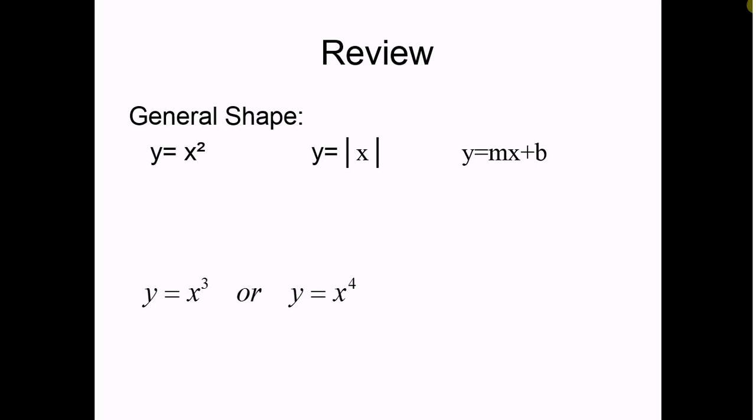So a little bit of review, some general shapes that we've talked about already. Y equals x squared, if you remember that was a parabola. Y equals the absolute value of x, that was a V, and then y equals mx plus b, that was a straight line. X cubed, if you remember, that kind of looks something like that. And then x to the fourth, usually it looks something like that.